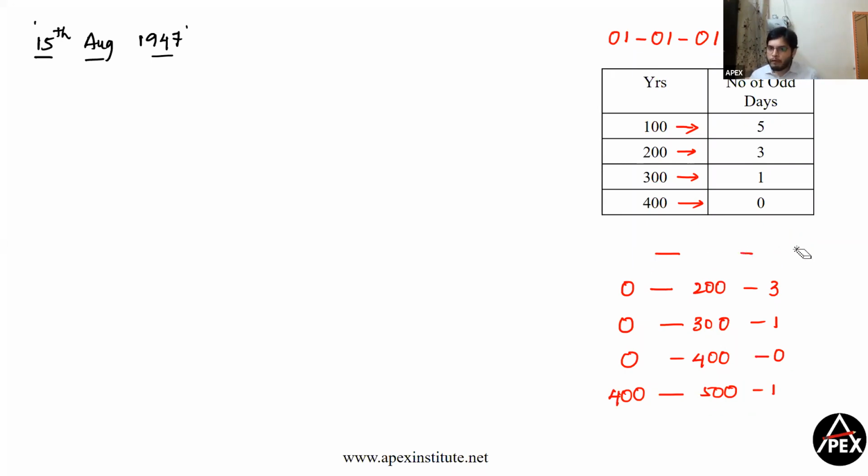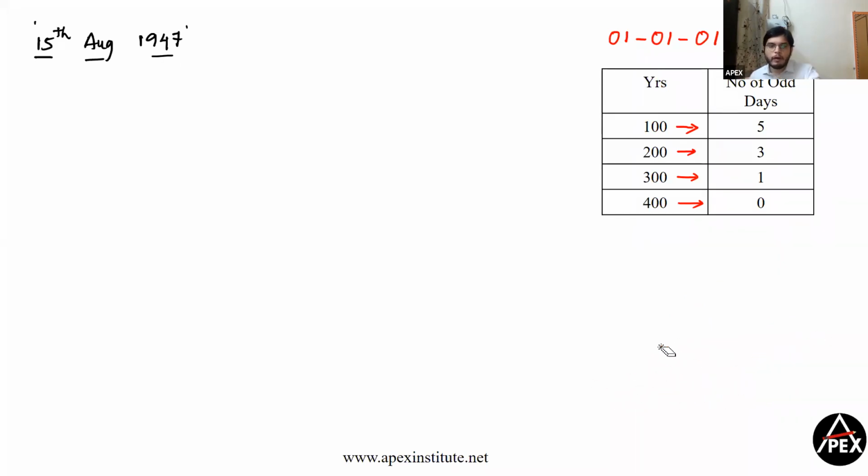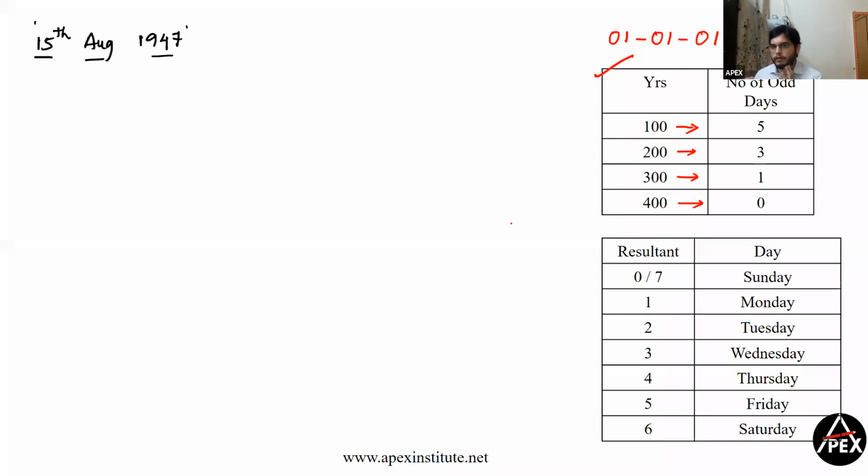So for every 100 years, you will have 5 odd days. Every 200 years, 3. Every 300 years, 1. And every 400 years, 0. I want you to remember this table. And one more reference: 1st January 1901 is a Monday. So consider 1 as Monday, which we have done. 2 represents Tuesday, 3 Wednesday, 4 Thursday, 5 Friday, and 6 Saturday.